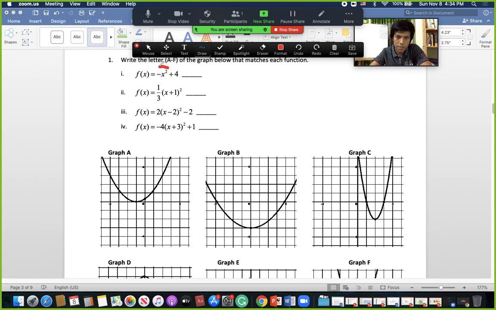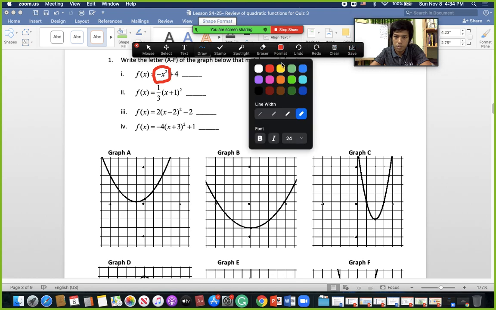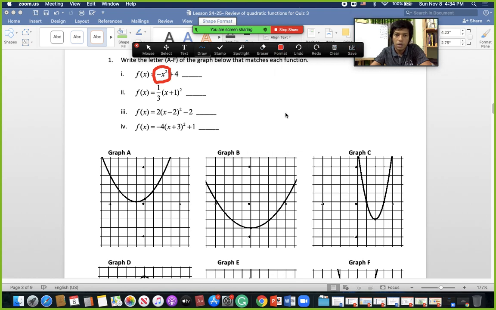First of all, as you can see, this is minus x squared, so the graph will be down opening, and plus 4 means the graph will be at positive 4. So suppose this is the plus 4, and then the graph will be down opening at plus 4.